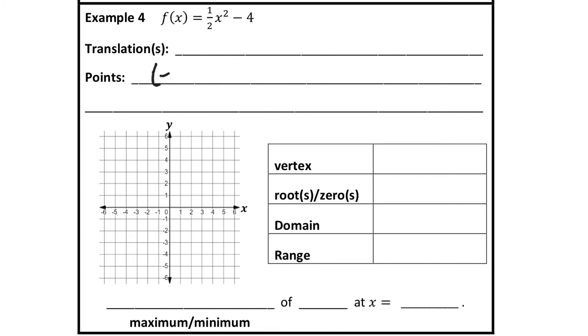So again, the points are negative 2, 4, negative 1, 1, 0, 0, 1, 1, 2, 4. That's 0, 0, 1, 1, 2, 4, negative 1, 1, negative 2, 4. Okay, so here we have 1/2, and then we have -4.